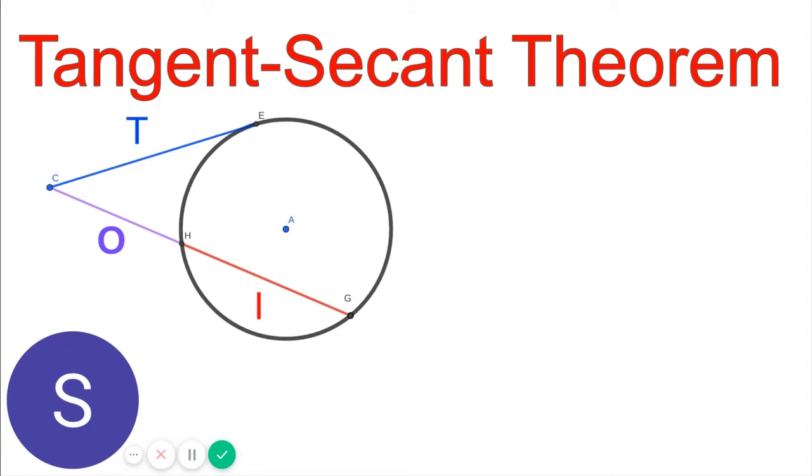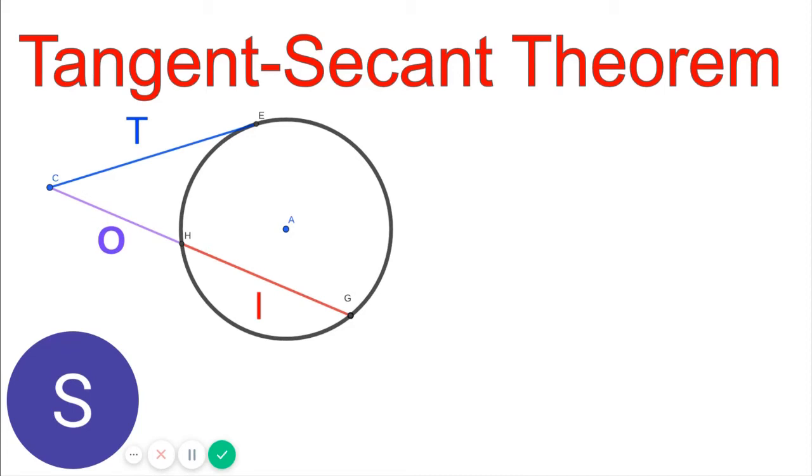The blue line segment from C to E is a tangent segment, meaning it's only touching the circle at that point E. And then the secant segment is the line segment that's both purple and red. Notice that I denote the outside part of the secant segment with the purple O, and I denote the inside part of the secant segment with the red I.